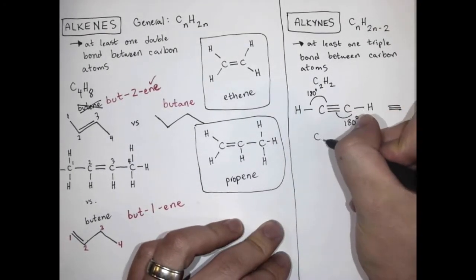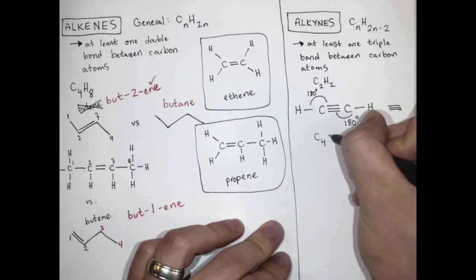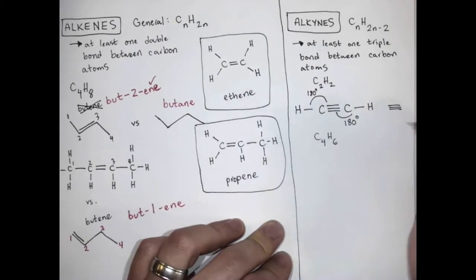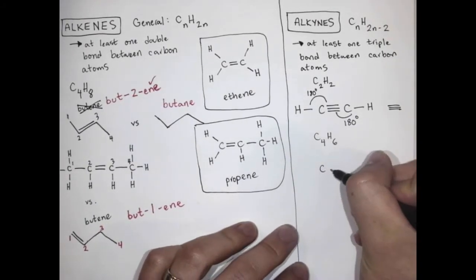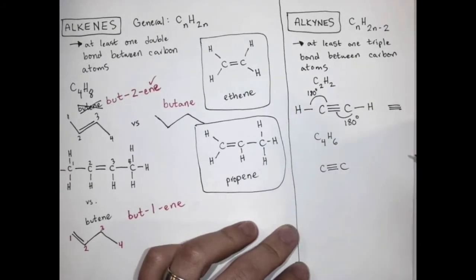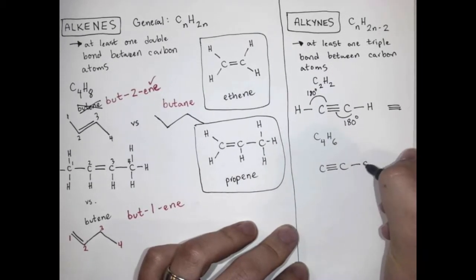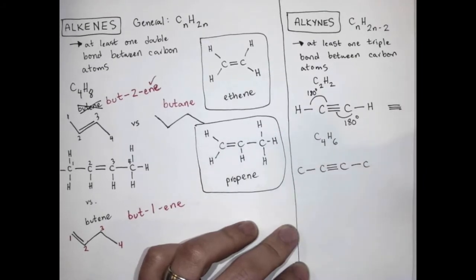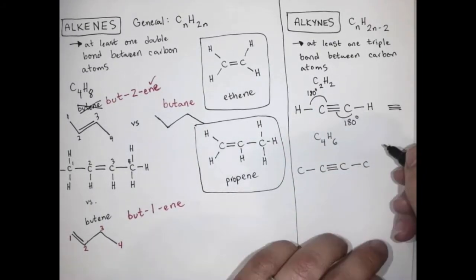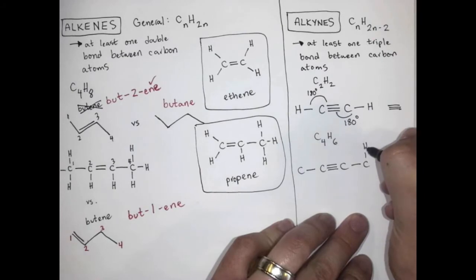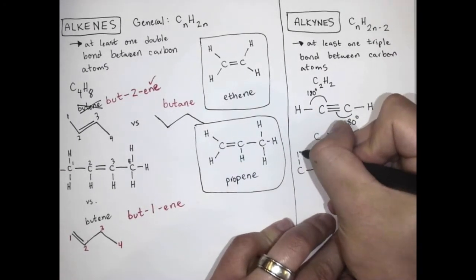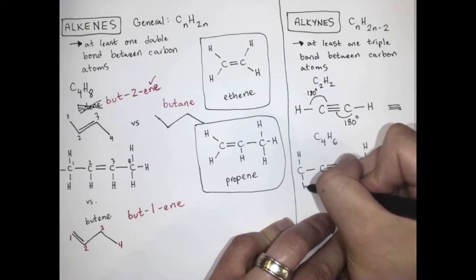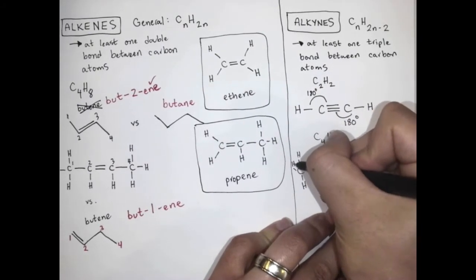We'll look at C4H6. So I have 4 carbons. I'm going to draw my alkyne, my triple bond, in the middle. Okay, and then each carbon on the end is going to have 3 hydrogens. I'm running out of room here. Let's just throw a third one right there.